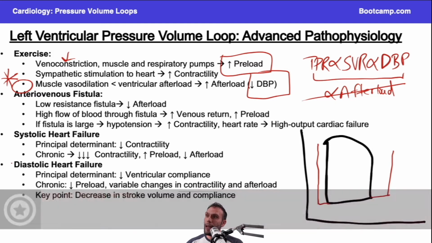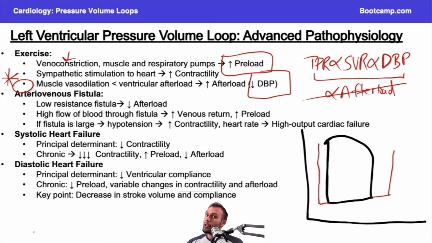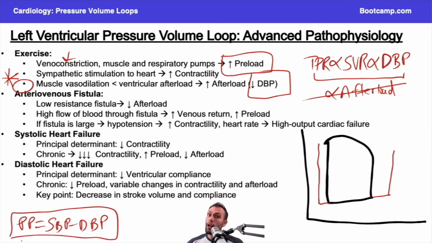Also, if I have increased contractility, I'm also going to have an increased systolic blood pressure. So remember, in exercise, you will probably have an increased pulse pressure, because pulse pressure is equal to systolic blood pressure minus diastolic blood pressure. Okay, and I know I'm going kind of fast here, but we actually talked about a lot of this in the other videos. So in exercise, I have an increased pulse pressure because I have a decreased diastolic blood pressure and an increased systolic blood pressure secondary to this contractility. And even though I have a decreased diastolic blood pressure, I have an elevated ventricular afterload.